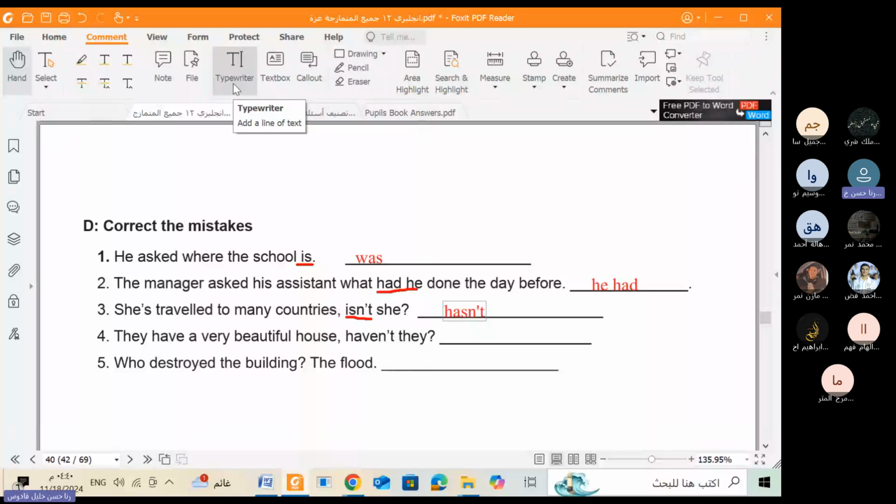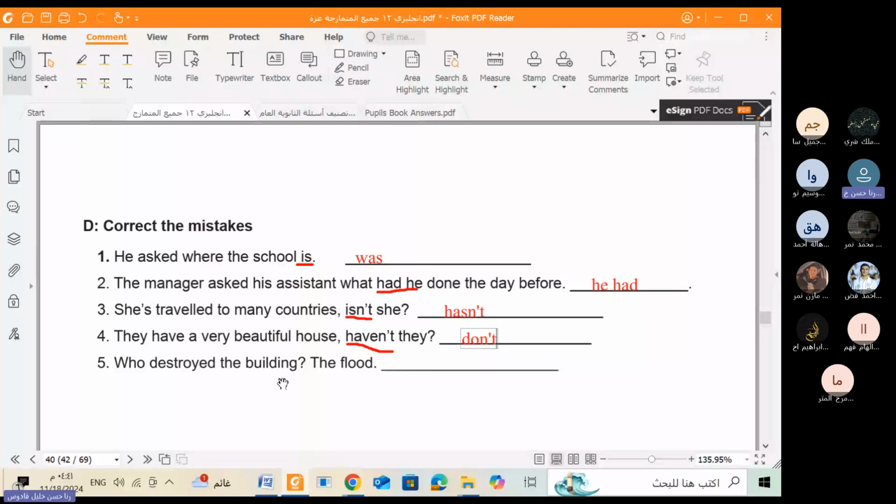Number 4, please, Malak. They have a very beautiful house, haven't they? Have here is a main verb, so it's not haven't. It's don't they? Because have here is a main verb. It is not followed by a past participle form of the verb. So it is treated as any other verb, like for example, play, go, try, whatever.